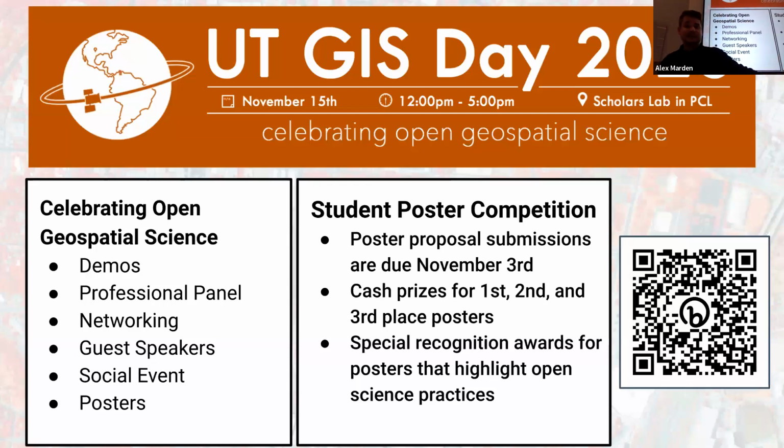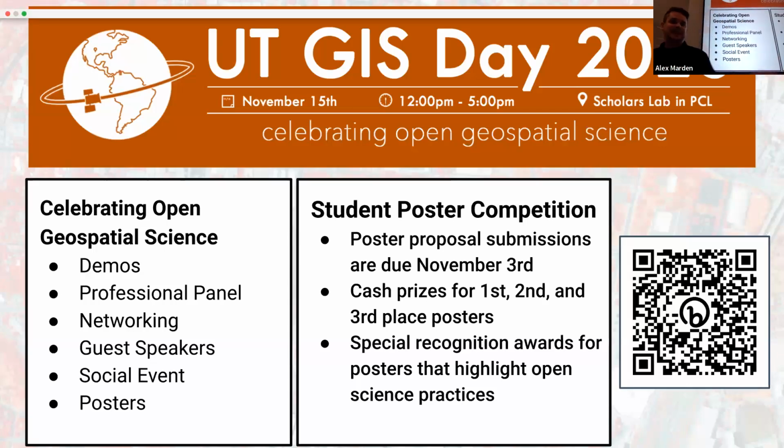And then a really exciting component, we're gonna have a student poster competition. So in past years, we've had some really great student posters. This year is our first student poster competition. So there is a QR code here that you can register for that. If you're not a student or you don't want to participate in the competition, you're still welcome to submit and present a poster. You just won't be a part of the actual competition. But there are cash prizes as a part of that competition for first, second, and third place posters. And then we do have a special recognition award for posters that highlight open science practices.